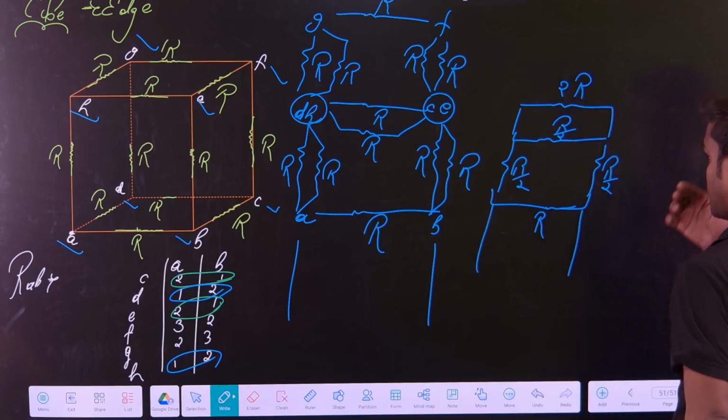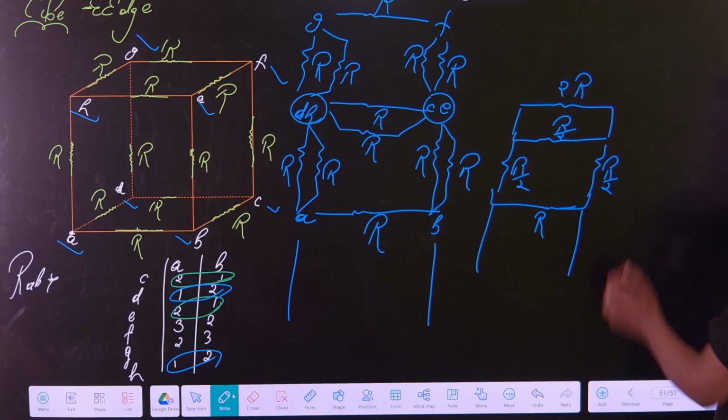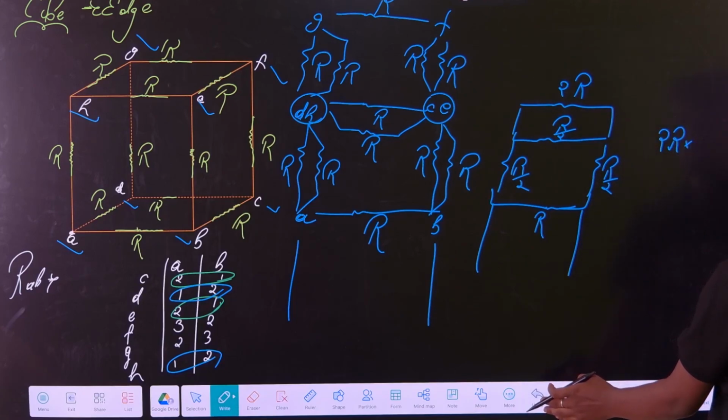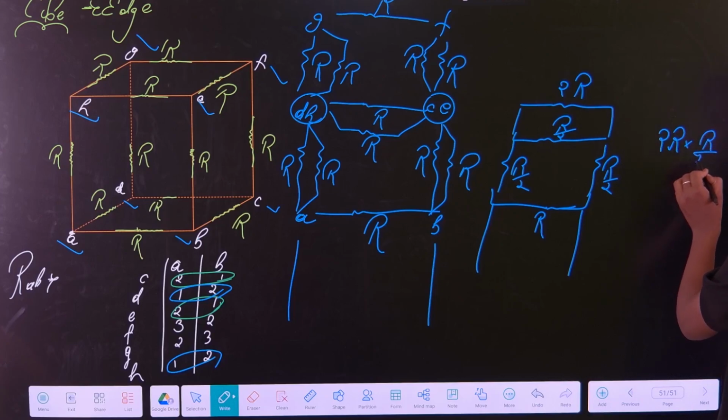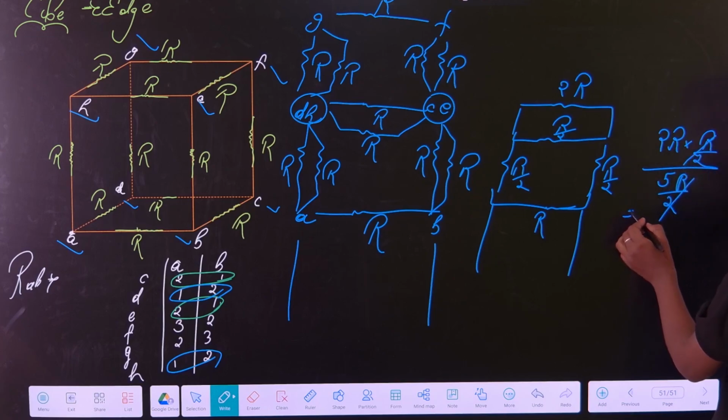And this is AB. Now you have to calculate this. 2R and R by 2 is how much? 2R and R by 2, in parallel, how much are you getting? You will get 5R by 2. So R by 2 will cancel out. So you will get 2R by 5.